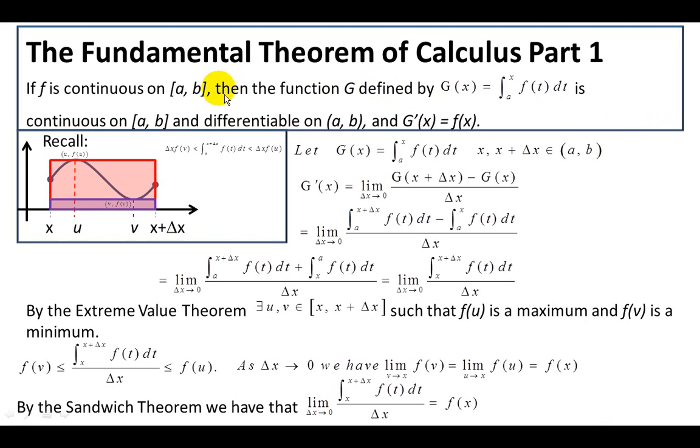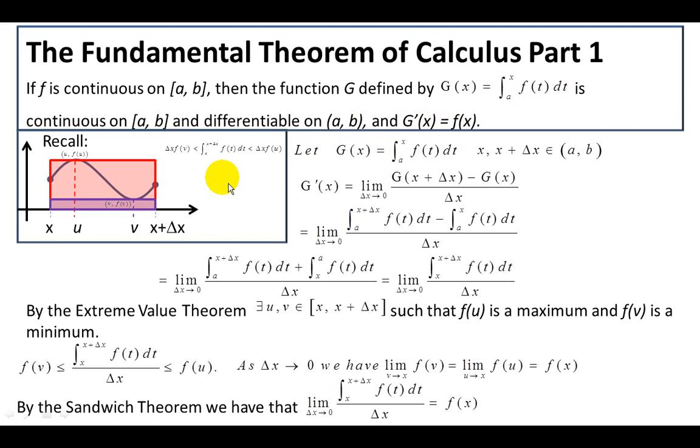If f is continuous on some closed interval [a, b], and I define a function, capital G of x, to be the integral from a to x of f of t dt, then that function G of x is also continuous on the closed interval [a, b] and differentiable on the open interval (a, b). And the derivative of G of x is equal to f of x. In other words, if I differentiate this integral, I just get this function back. I get f of x when I differentiate this integral with respect to x.